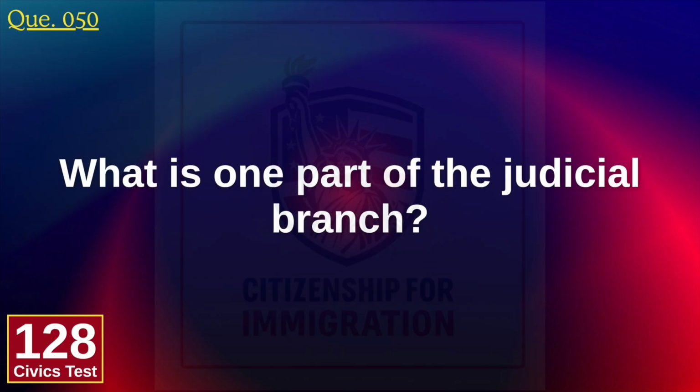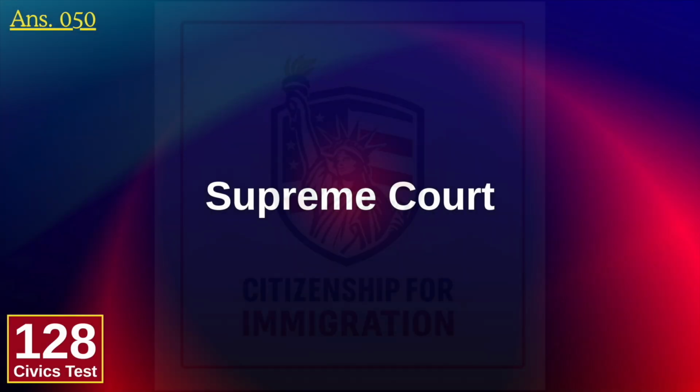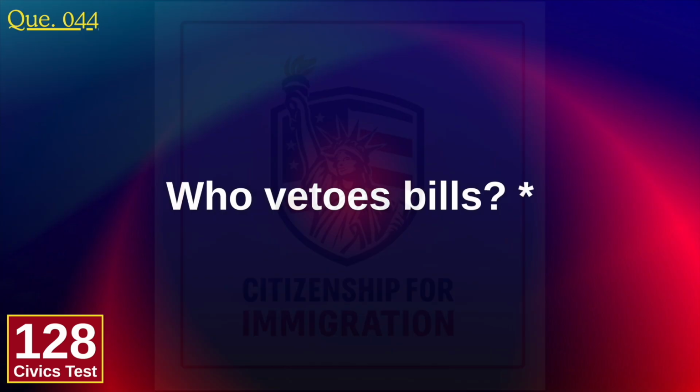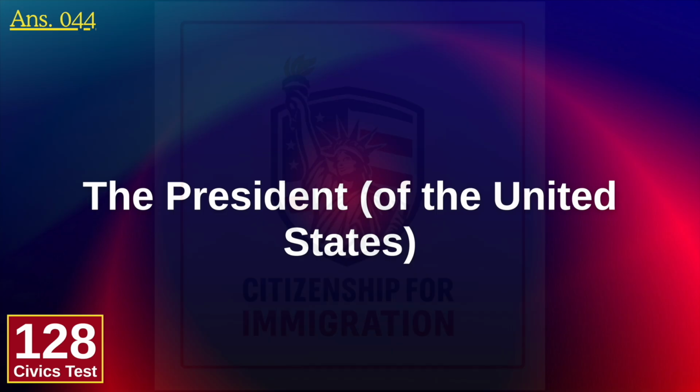What is one part of the judicial branch? Supreme Court. Who vetoes bills? The President of the United States.